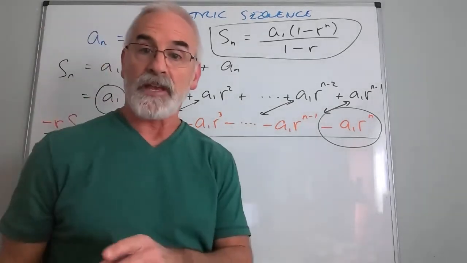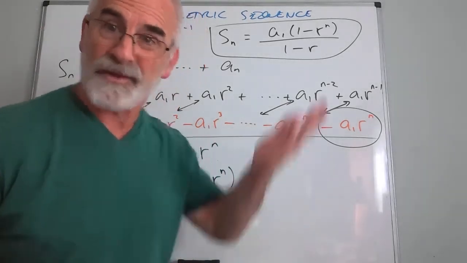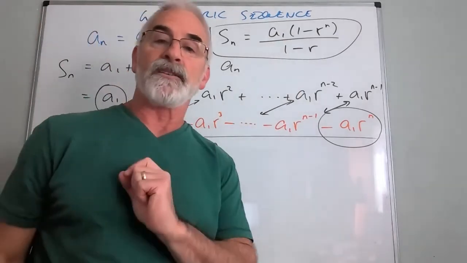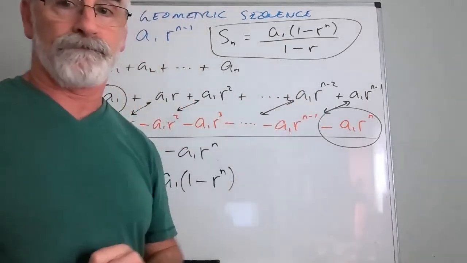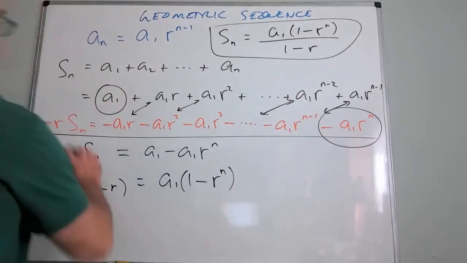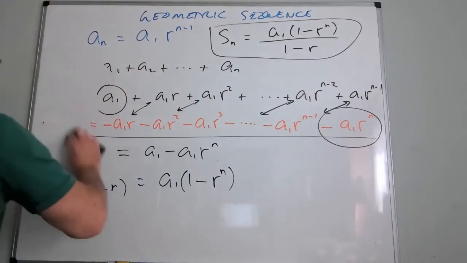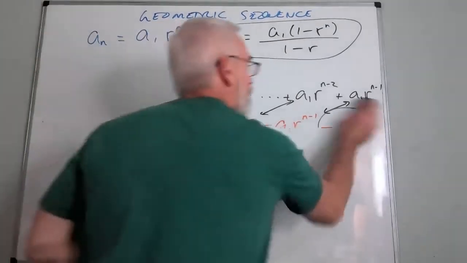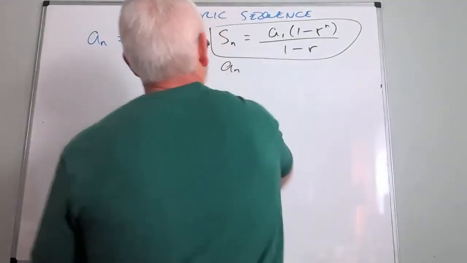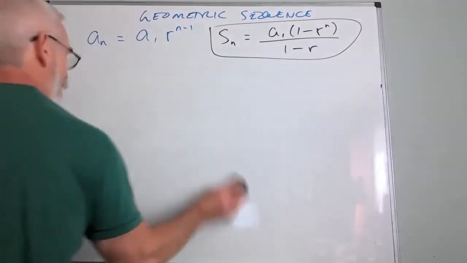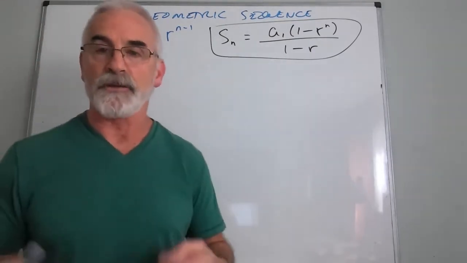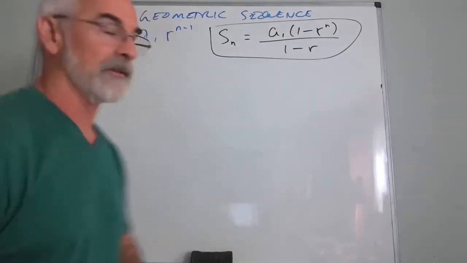Now, the nice thing is, if n is a finite number, then that's a finite number regardless of the size of the r. But what I'd like to know is, I want to take a limit. I want to be able to calculate the infinite sum. So let me erase this. So now I have an infinite sum. I have a geometric series.